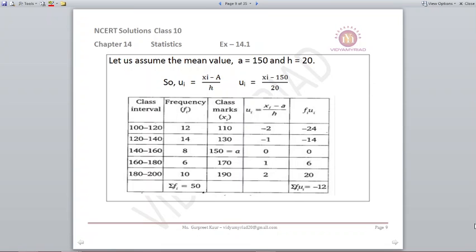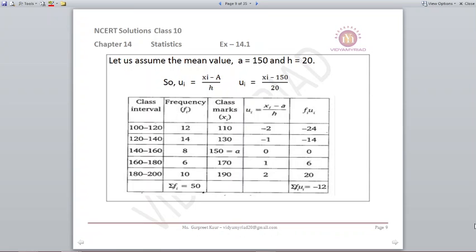So when you multiply fi into ui, that means 12 into minus 2, 14 into minus 1, 8 into 0, 6 into 1 and 10 into 2. That becomes your fi ui. When you add them together, your total comes as minus 12 and the frequency total comes as 50.